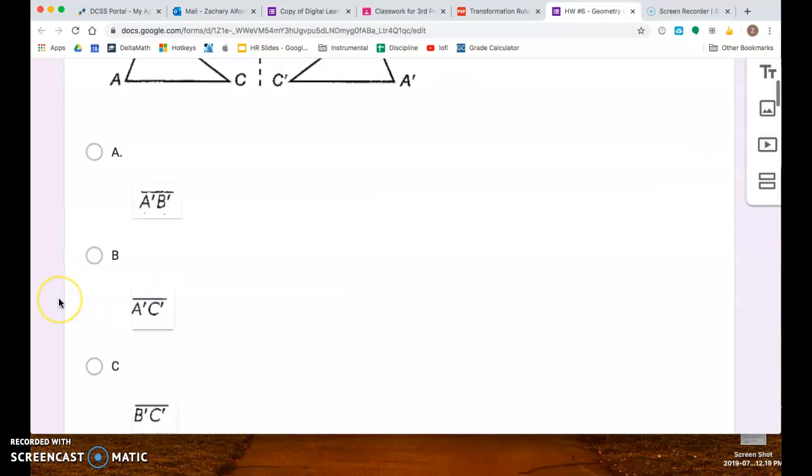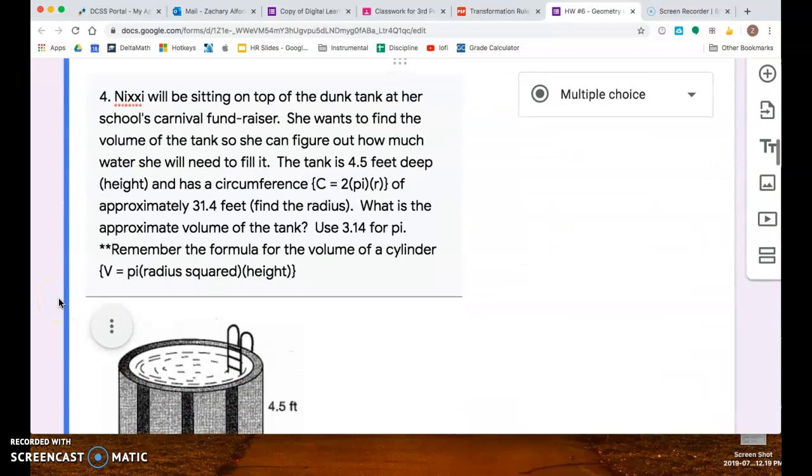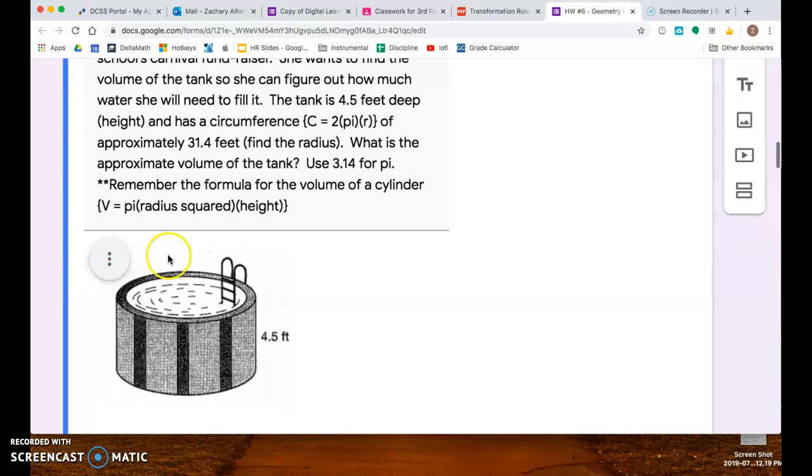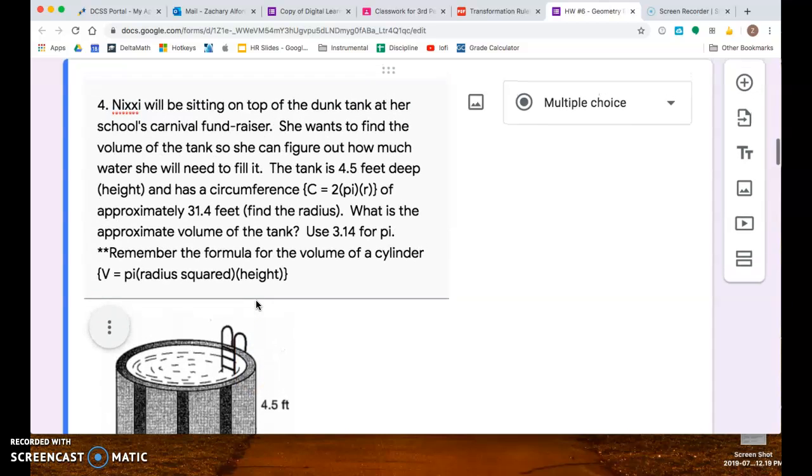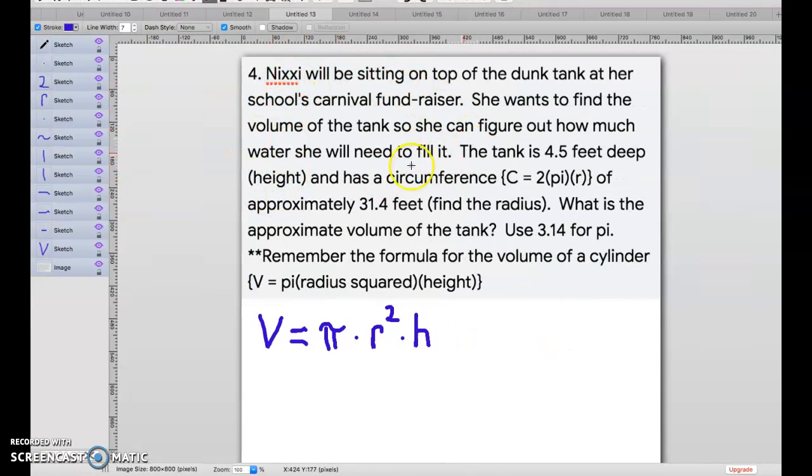Problem 4. Let me actually show you the picture for problem 4. So problem 4, you've got this picture of a pool. 4.5 is talking about how deep the pool is, which is another way of saying how tall the pool is. So let me read it. It's the same thing right here. Nixie will be sitting on top of the dunk tank at her school's carnival fundraiser. She wants to find the volume of the tank so she can figure out how much water she will need to fill it. The tank is 4.5 feet deep, which is another way of saying it's 4.5 feet tall.